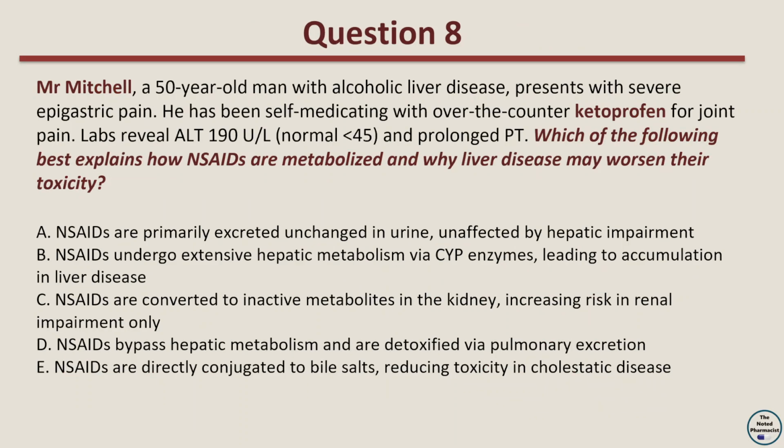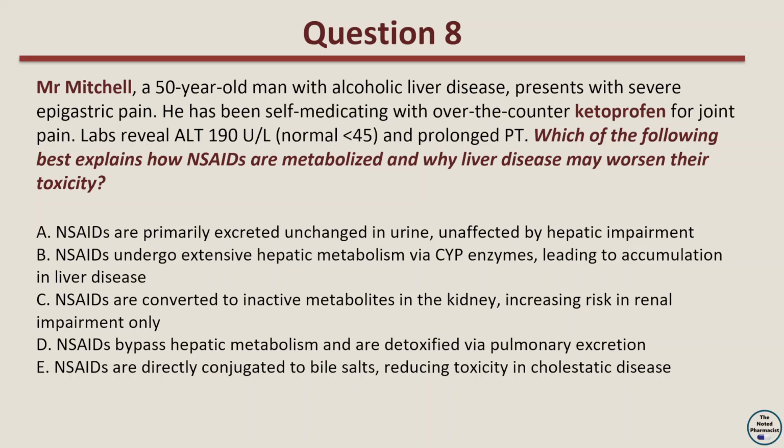Question 8. Mitchell, a 50-year-old man with alcoholic liver disease, presents with severe epigastric pain. He has been self-medicating with over-the-counter ketoprofen for joint pain. Labs reveal ALT 190 units per liter and prolonged prothrombin time. Which of the following best explains how NSAIDs are metabolized and why liver disease may worsen their toxicity?